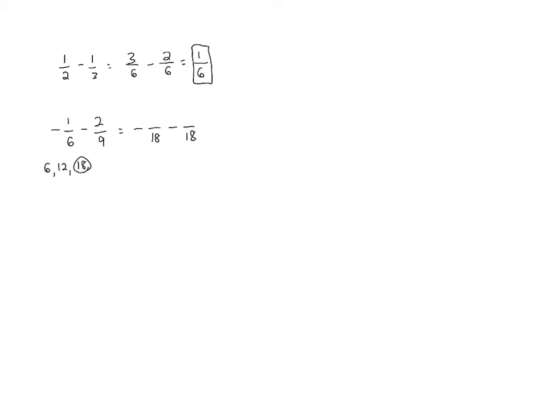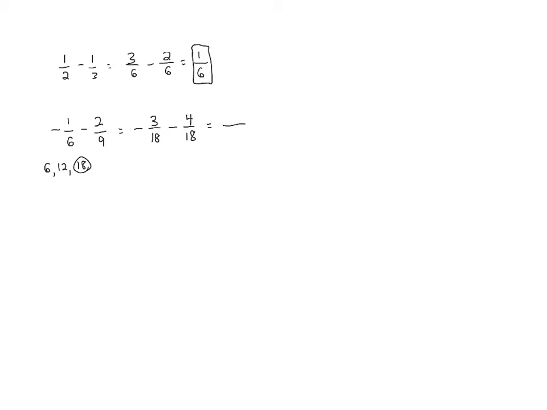Let's look at -1/6. To get from 6 to 18, we need to multiply by 3. So we're also going to have to multiply the numerator by 3. 1 times 3 is 3. So -1/6 becomes -3/18. Then for the second fraction, 2/9. To get from 9 to 18, we need to multiply 9 by 2. So we also have to multiply the numerator by 2. 2 times 2 is 4. So 2/9 becomes 4/18. So our new problem is -3/18 minus 4/18.